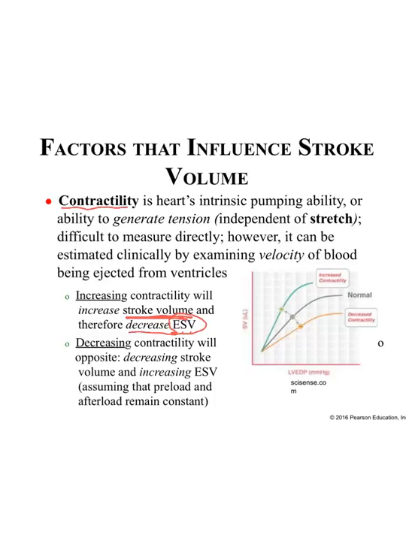Decreased contractility will have the opposite effect, of course, decreasing stroke volume. You have less blood being ejected, so you're going to have more blood still in the ventricles after contraction, assuming that we're not changing the other variables that can also affect stroke volume.